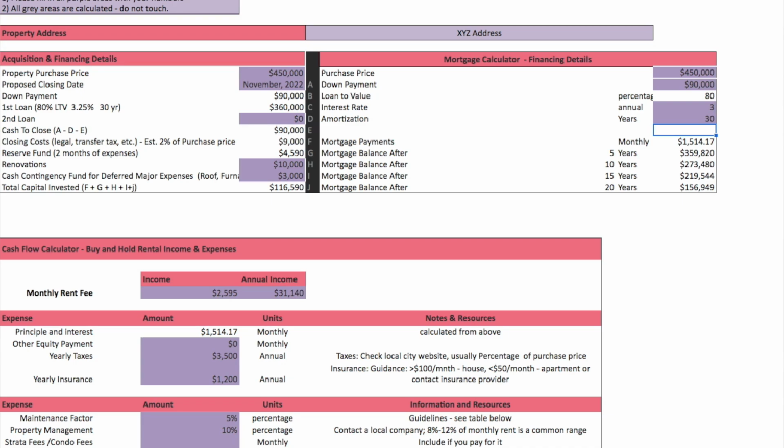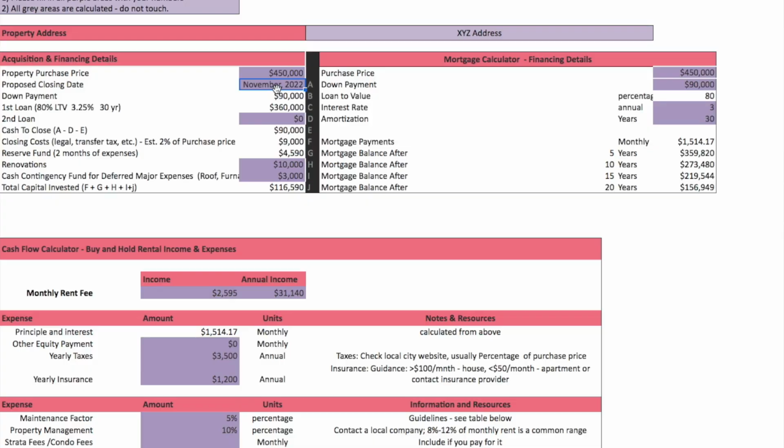Okay, when you do that, it asks you, what is your proposed closing date? You can put in whatever the closing date is. So I'm going to put in November 2022. And then it asks you, do you have a second loan? Maybe you are borrowing equity from another property, but we're going to keep it super straightforward. I'm going to say I'm using cash as a down payment, so there is no second loan that I have to worry about. So I put 0.